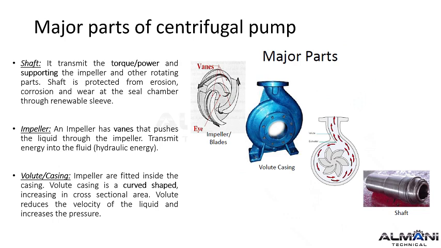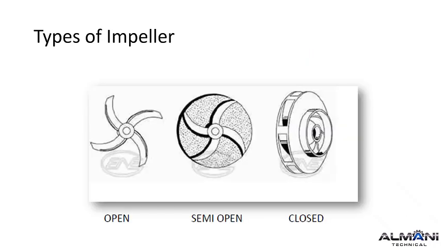Let's look at the three major parts of a centrifugal pump. First, the shaft. It transmits the motor's power and supports the rotating parts. Next, the impeller. Its vanes spin and directly transfer hydraulic energy into the fluid. Finally, the volute casing. This curved housing surrounds the impeller. As the liquid moves through this expanding volute, its velocity decreases, which efficiently converts that speed into pressure. Now, let's look at the three main types of impellers.